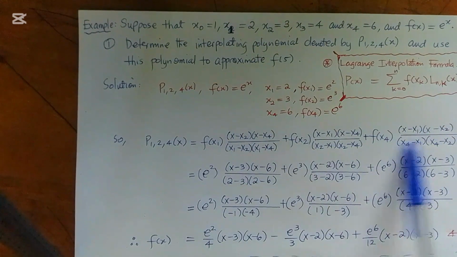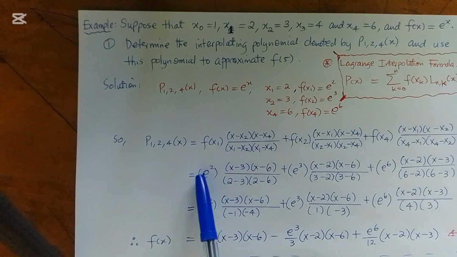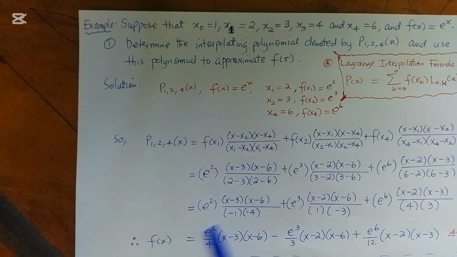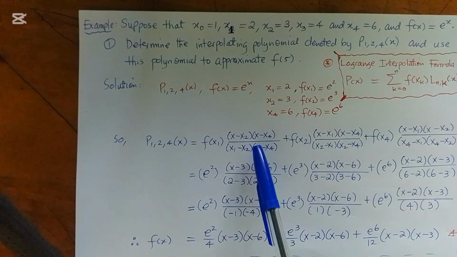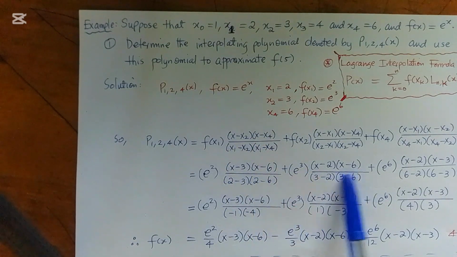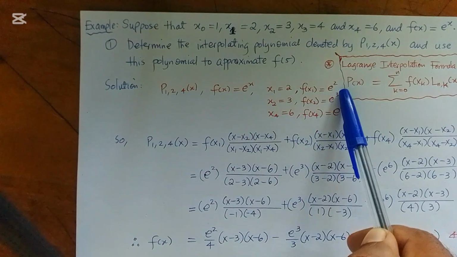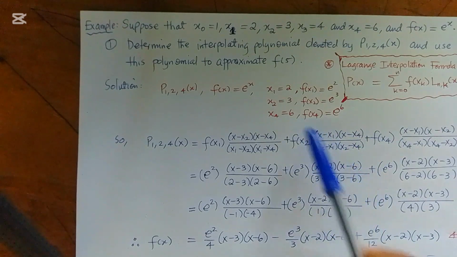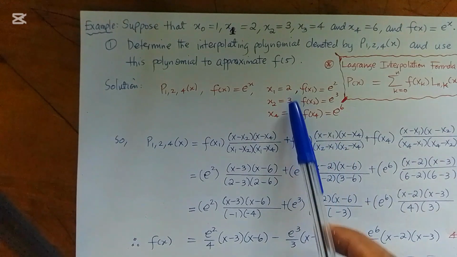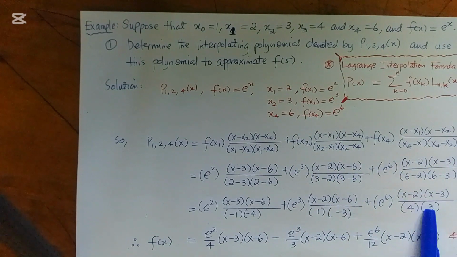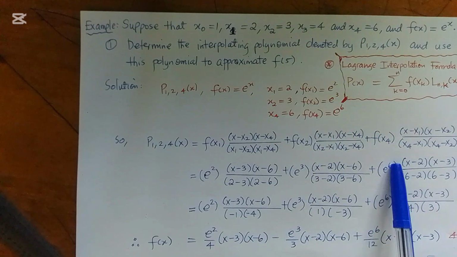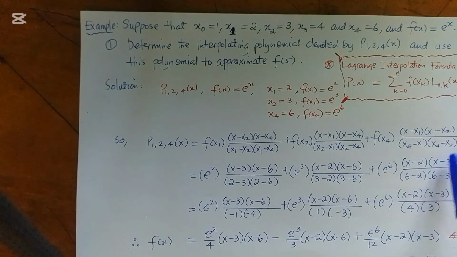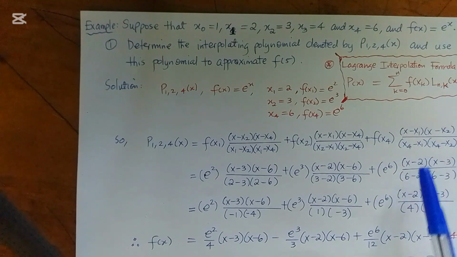Now after writing out the expression, we now substitute all the values here to get our second step. So f of x1 we substitute e to the 2, x2 substitute with 3, x4 substitute with 6, and x1 we substitute with 2. Likewise here, f of x2 we substitute with e to the 3, x1 we substitute with 2, x4 substitute with 6, and x2 we substitute with 3. Same as here. F of x4 is e to the 6, x1 is 2, x2 is 3, and x4 is 6.